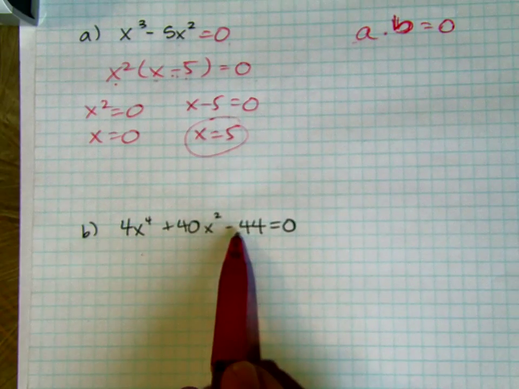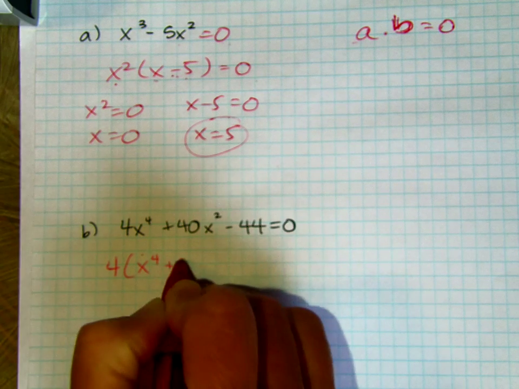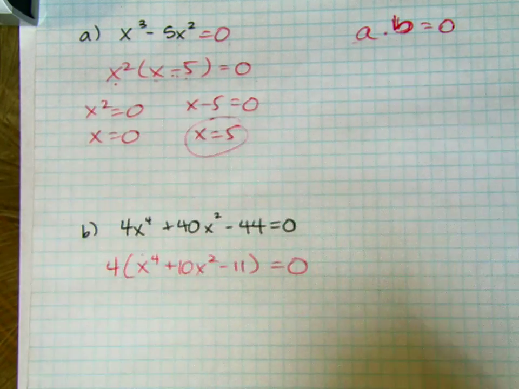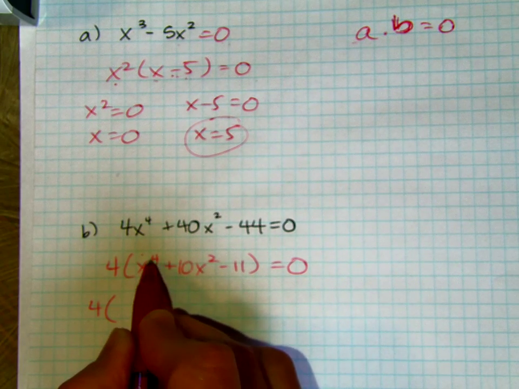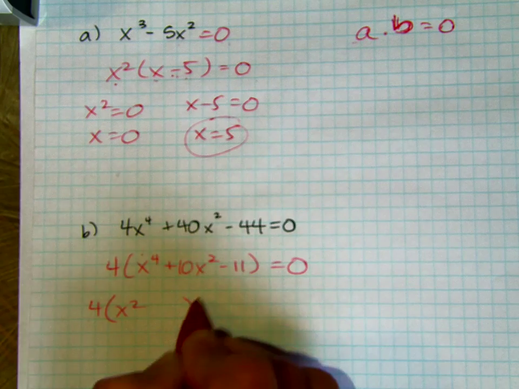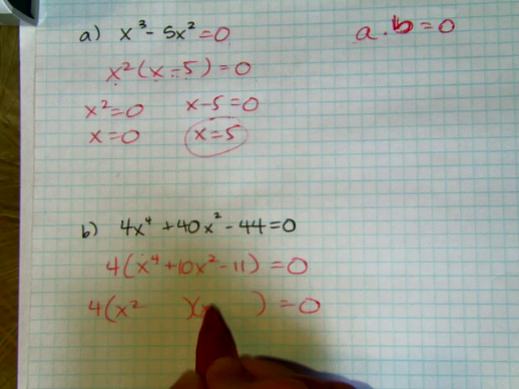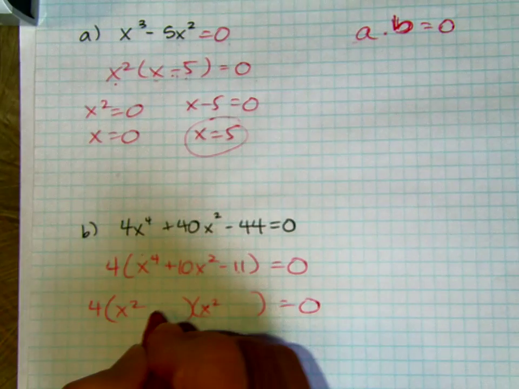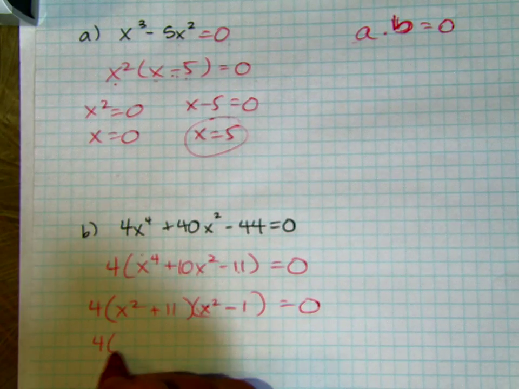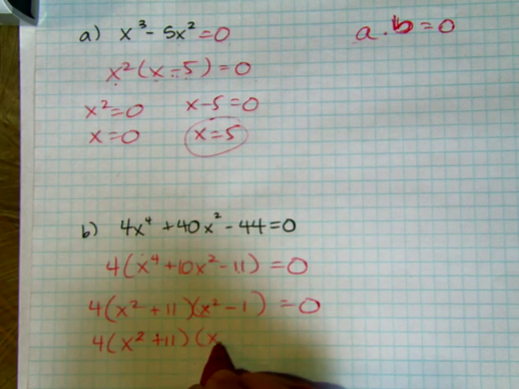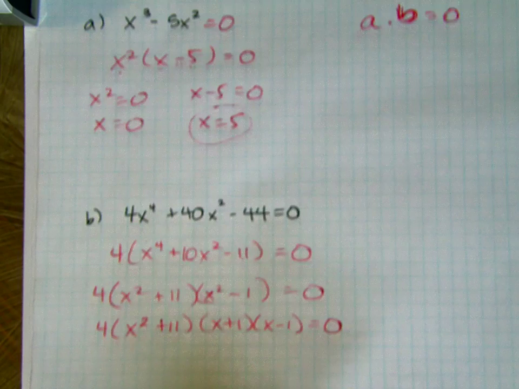All right, 4x to the 4th minus 40x squared minus 44. Lots of 4s. Let's take one of those out. And then here's that quadratic form, but here's the quartic, but it's a quadratic form. So I'm going to unfoil. I need two numbers that multiply to be negative 11 and add to be 10. So that'd be a plus 11 minus a 1. Then you got to be careful because check this one out. X squared plus 11, and this becomes an x plus 1 times an x minus 1. That's a difference of perfect squares.